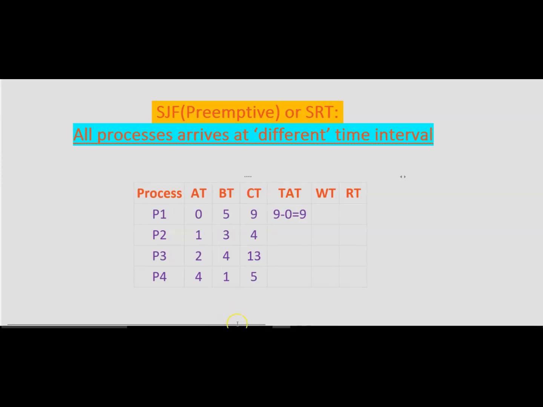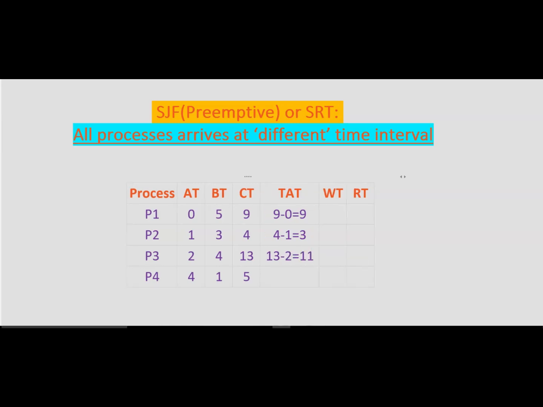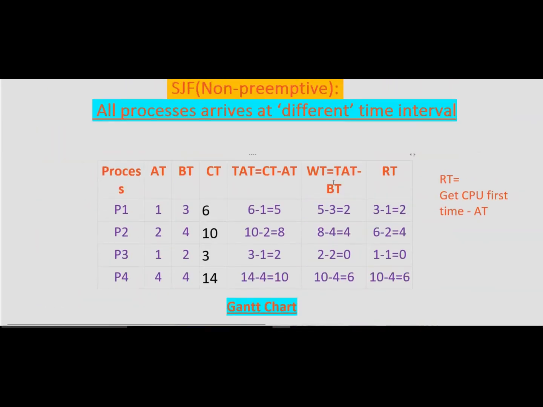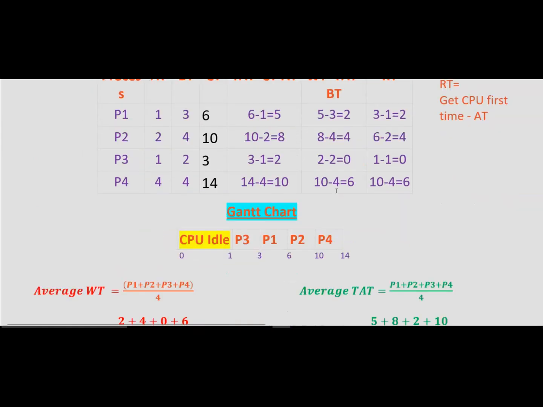In the same way, you can calculate all the values. So 4 minus 1, that is equal to 3, and 13 minus 2 is equal to 11, and the last one is 5 minus 4 is equal to 1. Yes, very good. Next we have the waiting time. Again, I will show you that formula. What is waiting time? That is turnaround time minus burst time.